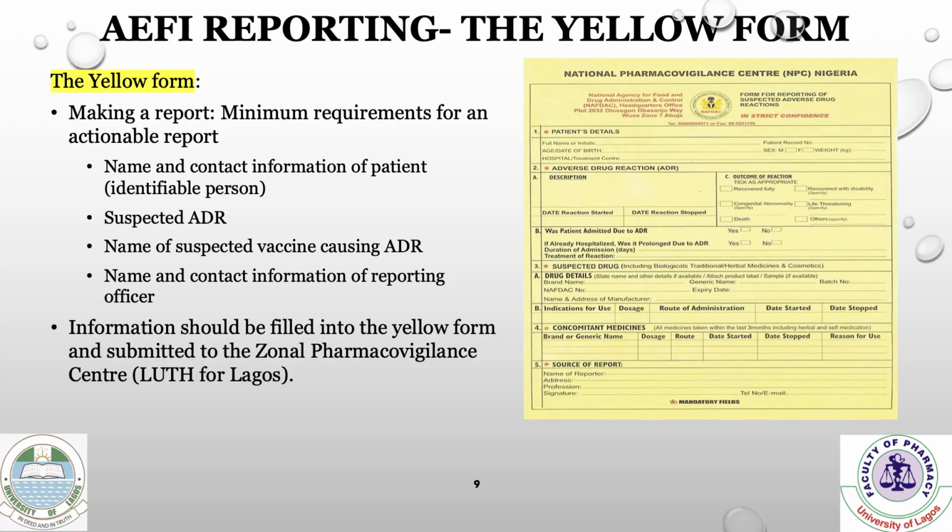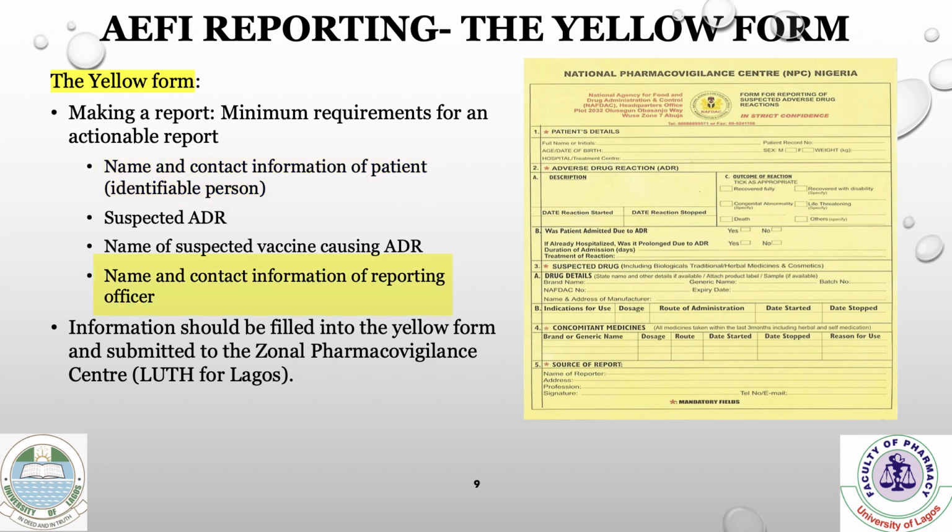For the yellow form, you will need to provide at least 3 sets of information that makes it usable. The first is there must be an identifiable patient, so you need to insert the information, the name of the patient, and at least either a contact number or an email that NAFDAC can follow up on them with.